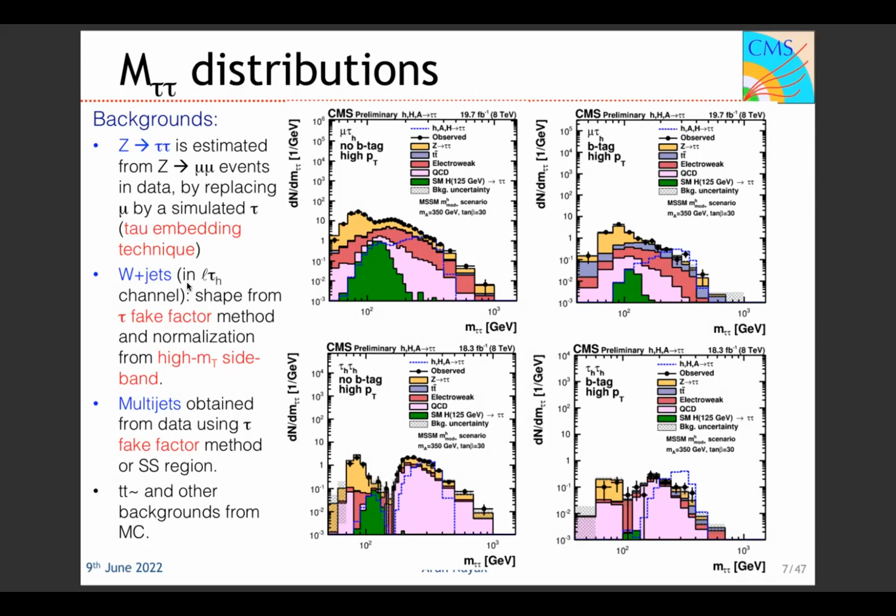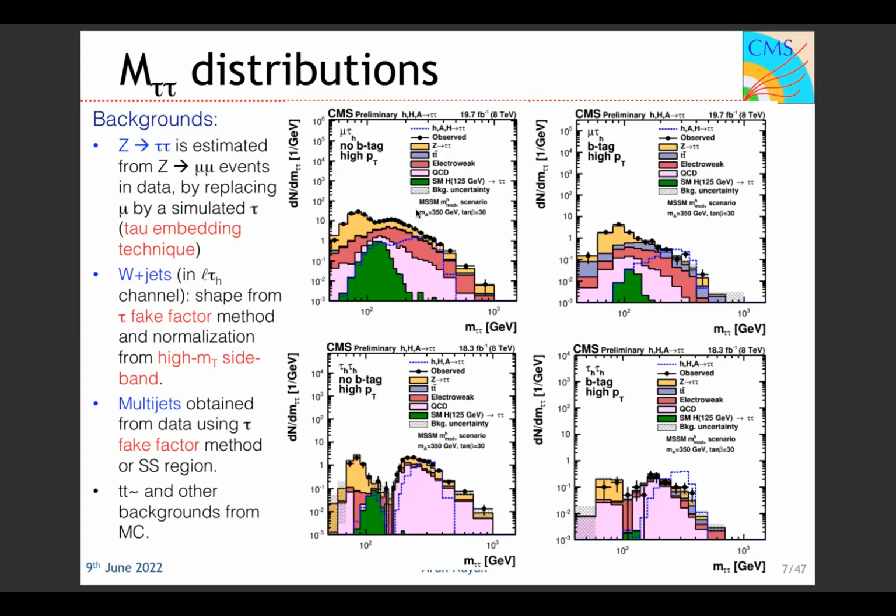And then W plus jets is again taken from the data, where you use a fake factor method, basically the probability of a jet faking a tau, and use that probability to model this background. And multi-jet events are also done in a similar manner, and you can obtain the normalization by a separate method, looking at the same sign taus. Okay, and the other backgrounds, which are basically small, are taken from the Monte Carlo.